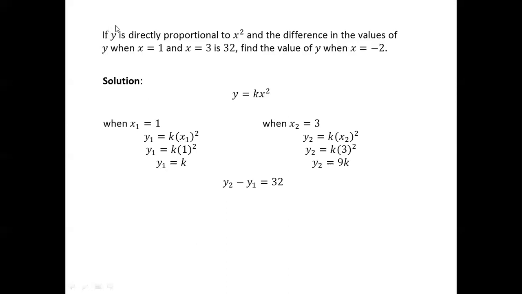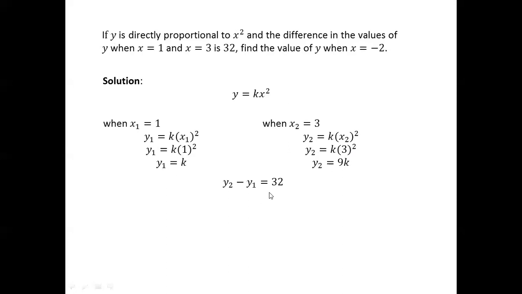Now, this is a direct proportionality, meaning as x squared values increase, y values should increase as well. Now, notice here, the x squared value is 9. In this scenario, the x squared value is 1. So you have an increase in the x squared value here. That means the corresponding y value should also be larger. So it should be y sub 2 minus y sub 1 equals 32.